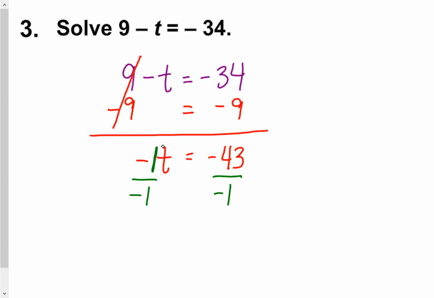So negative 1 divided by negative 1 equals just 1. So now I'm left with t. And then negative 43 divided by negative 1 is positive 43. Again, you can check your solution, because sometimes we'll get a little confused with our signs. So just make sure that you check your solution.